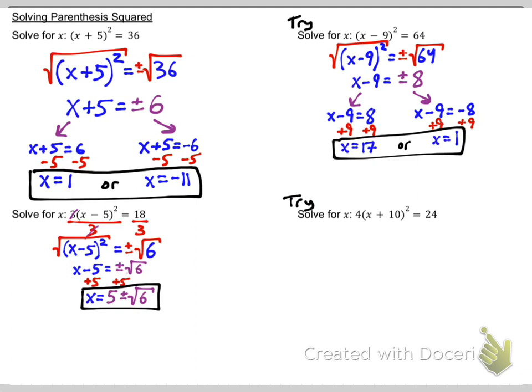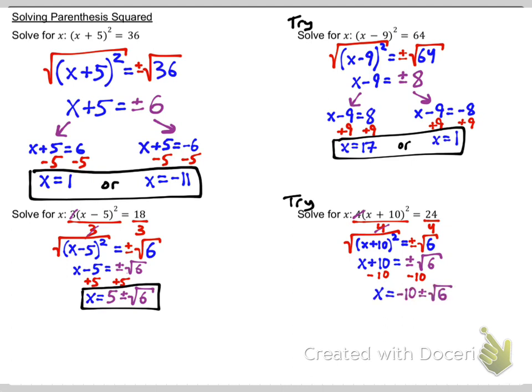All right, did you get it? First, divide both sides by 4. You get x plus 10 squared equals 6. Take the square root of both sides. X plus 10 equals plus or minus root 6. Subtract 10 from both sides, and x is equal to negative 10 plus or minus the square root of 6.